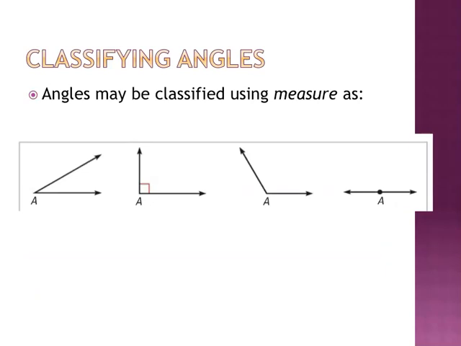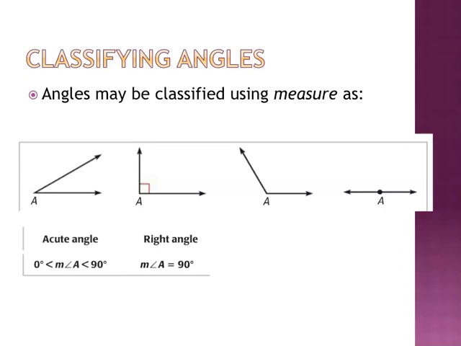The one that's here, the second one, is what we call a right angle. It's an angle that has a measure of 90 degrees. We use this little corner symbol here, in red, to mark that it is a right angle, that it measures 90 degrees. To the left of that, the one that's smaller than 90 degrees is an acute angle. So the measure of angle A here is between 0 and 90 degrees.